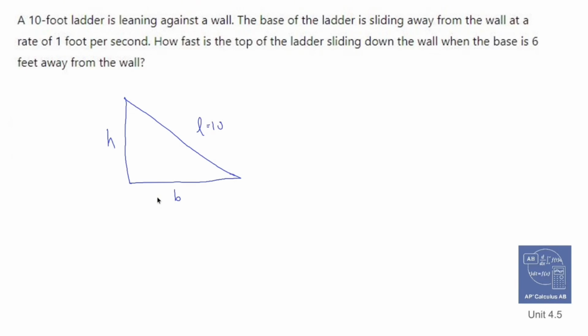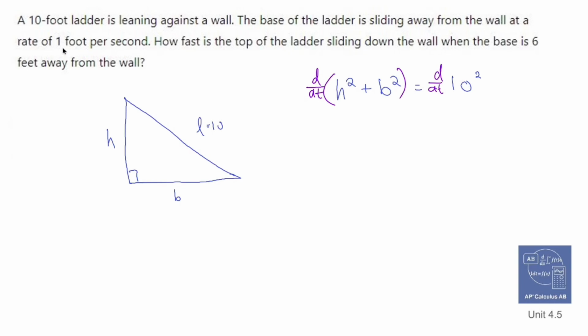What I have here is Pythagorean theorem. Okay, so I'm going to write out H squared plus B squared equals 10 squared, also known as 100. Now, what I need to do is use related rates and d/dt both sides. So I'm going to take the derivative with respect to t of both sides.